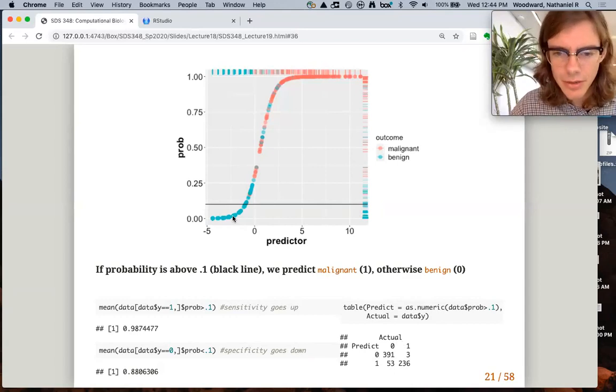How many points are there? There's close to 600-700 points. So you can't really see, but there are 3 red ones below the line. This is saying people who actually are malignant, who we predict are benign. And that's pretty good, right? But now there are 53 false positives. There are 53 that are actually benign that we predict are malignant, all these blue dots up here. So it's a trade-off.